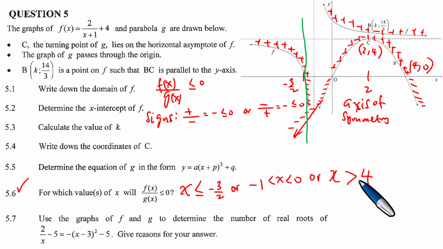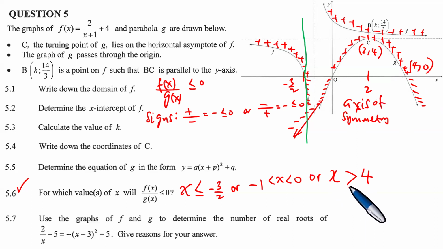But x here is strictly greater than 4. Can x be greater or equal to 4, because this is less or equal to 0? Well, we check that. If we allow x equal to 4, it means g is going to become 0, because it has an x-intercept there, which means that y is 0 at x equal to 4.